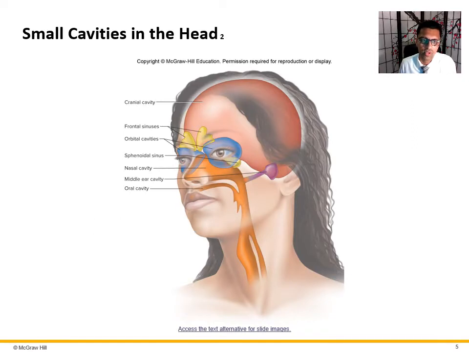If you look at these small cavities, you have the cranial cavity, but then you have your sinuses. People say, oh, my sinuses are clogged up, right? So you can look at these. These are the frontal sinuses. You have sphenoidal sinuses. You have a nasal cavity. Here's your oral cavity. And we'll go over these when we do the respiratory system and how some of these can get infected.